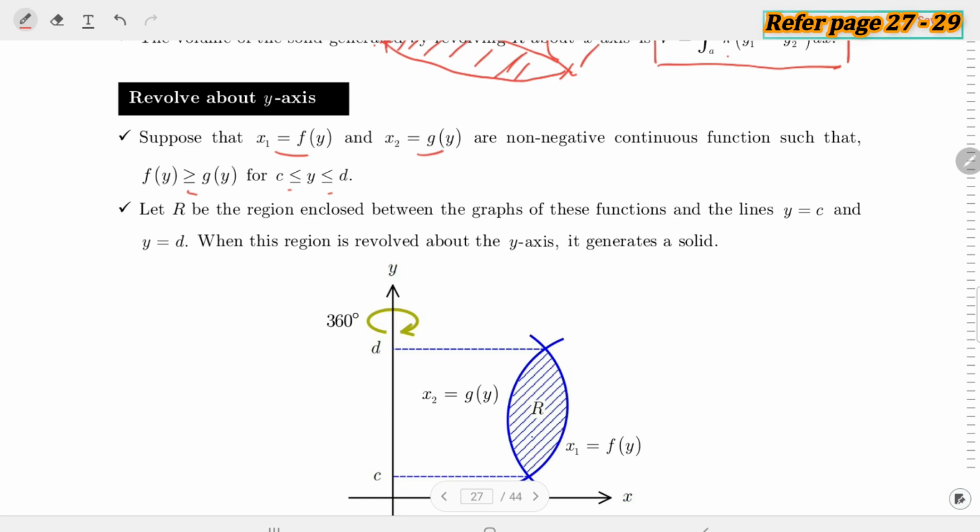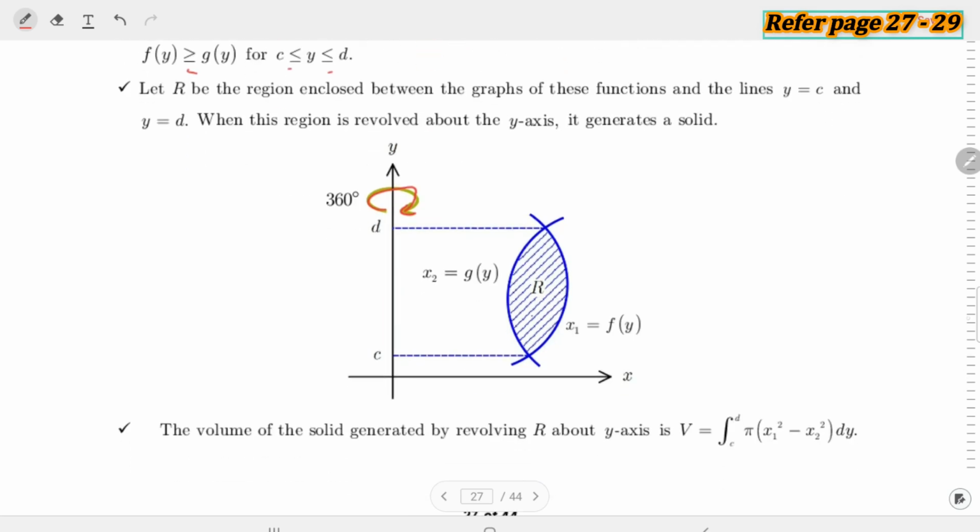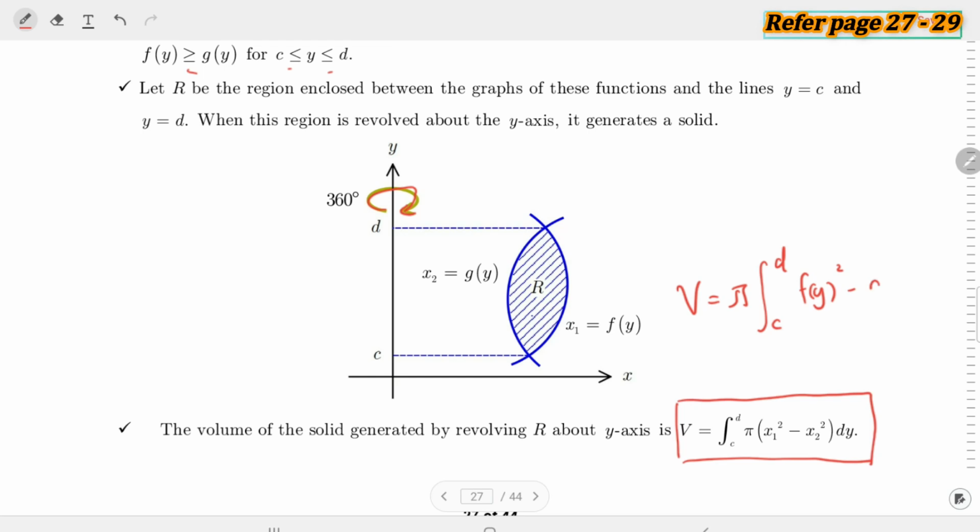When this region is revolved about the y-axis, it will generate a solid. Let's look at this sketch. The same as above, this is the formula: the volume equals π, which I put in front, integral from c to d. There are two functions here, so f(y)² minus g(y)², with respect to y, because they are rotated about the y-axis.